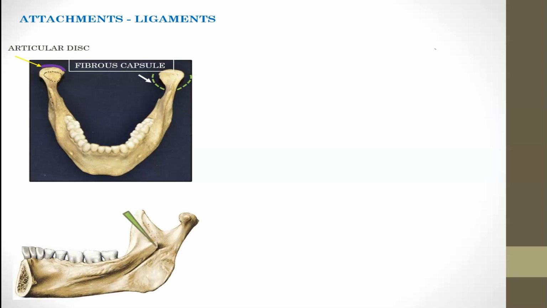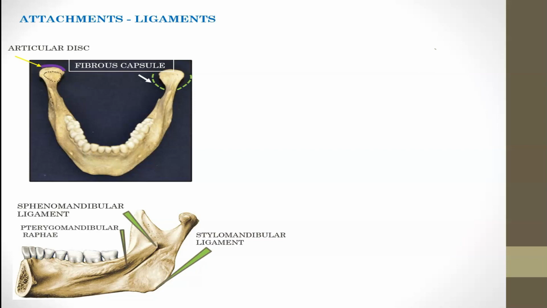At the lingula, sphenomandibular ligament is attached. At the anatomical angle of mandible, stylomandibular ligament is attached. At the posterior end of mylohyoid line, pterygomandibular raphe is attached.